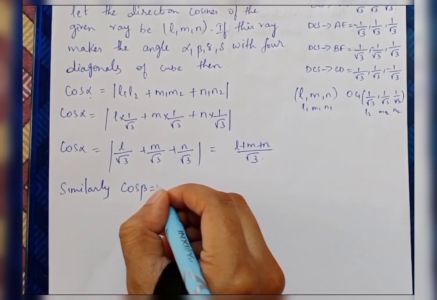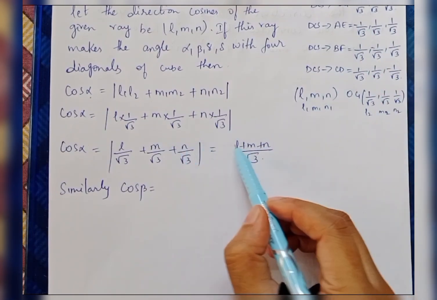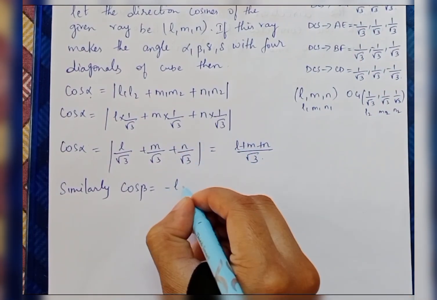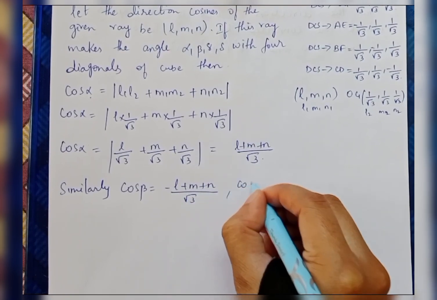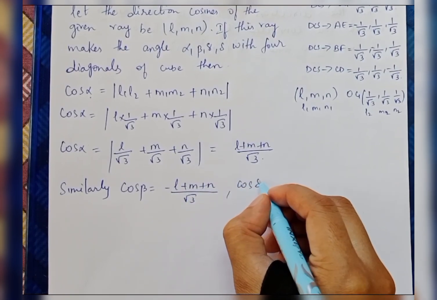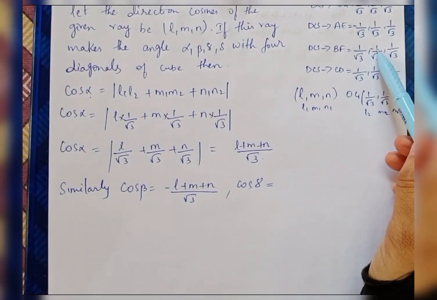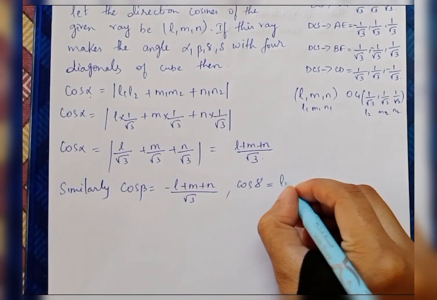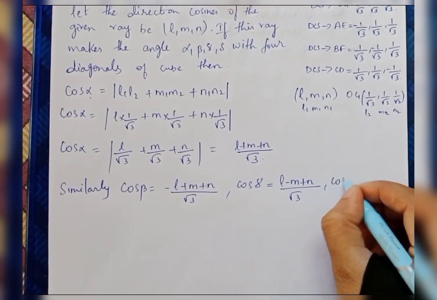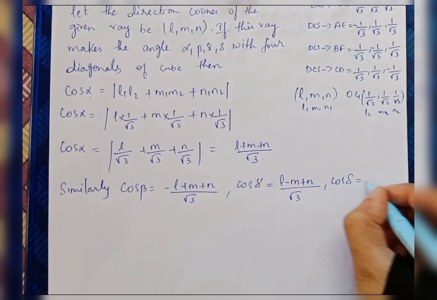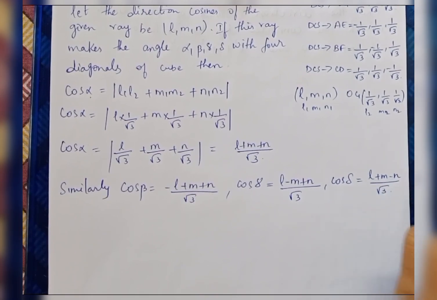Similarly for cos beta, gamma and delta: cos beta can be written using AE, so it is minus 1 by √3, so minus l will come. Minus l plus m plus n by √3. Cos gamma is equal to, for gamma the minus is in the middle, so it is the m value: l minus m plus n by √3. And cos delta is equal to l plus m minus n by √3.